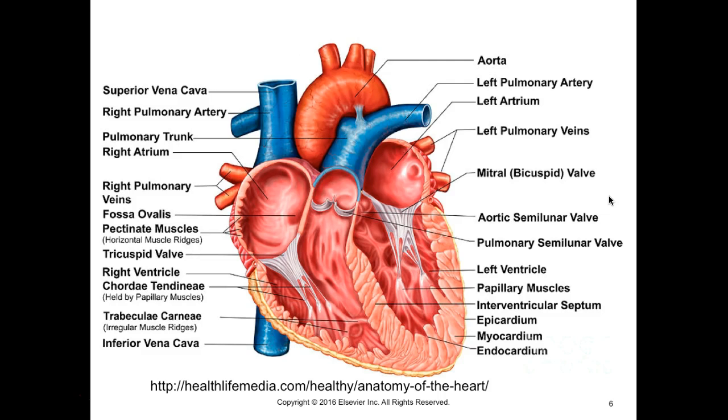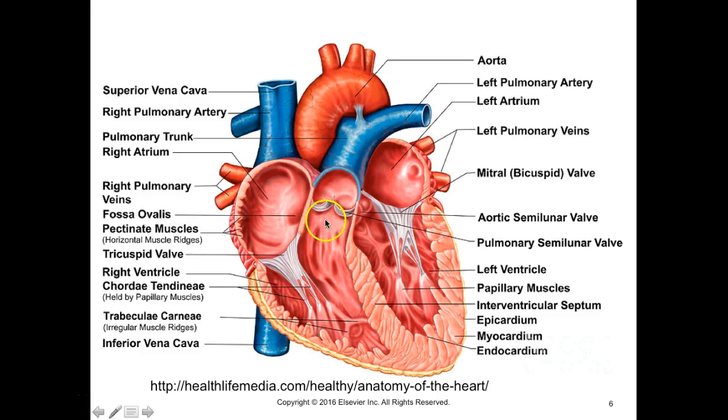Okay, so the heart, lot to it. When we are looking at the blood flow through the heart, and you will need to know your blood flow through the heart, you have your superior and your inferior vena cava. What they do is bring deoxygenated blood back to the heart to get reoxygenated. So you have your inferior and your superior vena cava coming into your right atrium, which drops down through the tricuspid valve into the right ventricle.